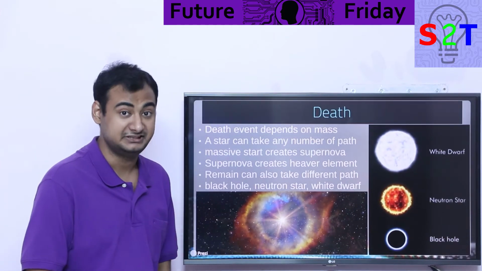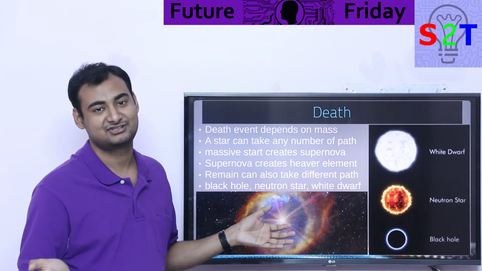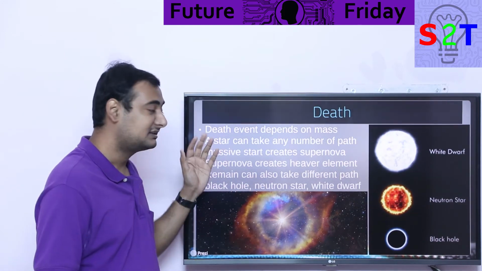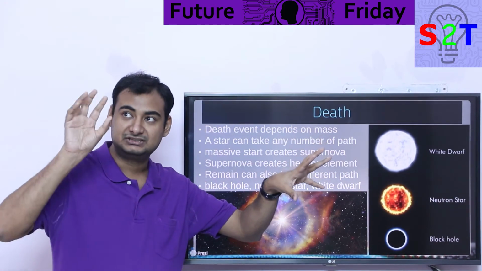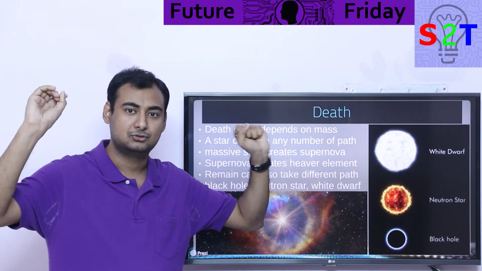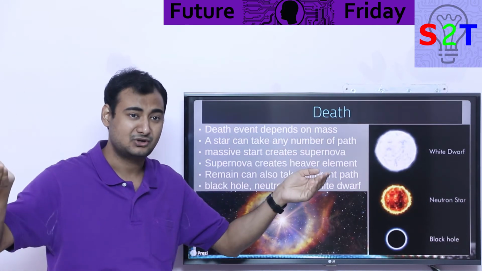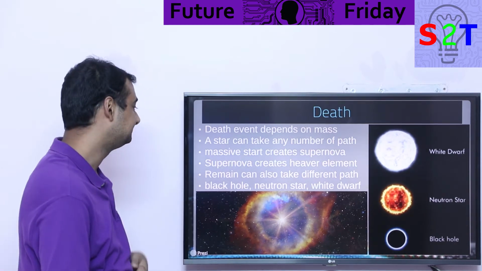What about the death, the end game? Now the death event directly depends on mass. Everything about a star depends on mass. So a star can take many paths. Even if you take a star catalog and you see one star here, another star there, in the same category, and both are about to go boom, would they have the same outcome? Not necessarily. A star can take multiple paths, so to say.